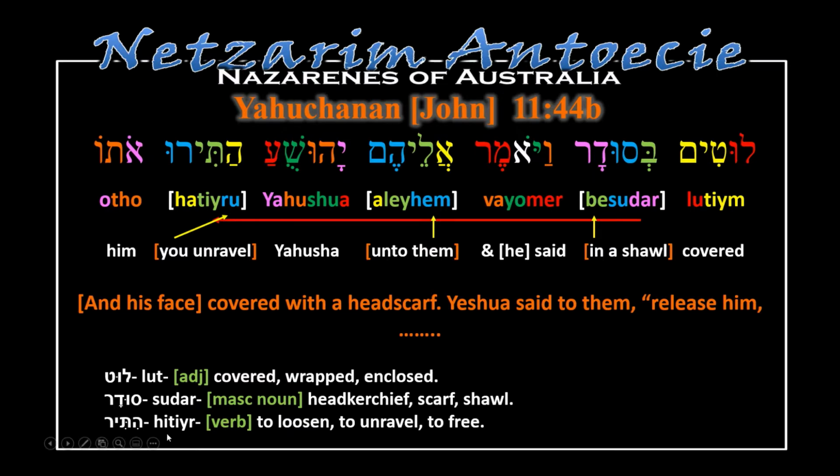So let's have a look. Hitir is the verb to loosen, to unravel, or to free. It's any of those words. So unravel I'd prefer because we know he's wrapped in a shawl. So unravel, and then oto, him, unravel him. And his face, from the previous verse, covered with a head scarf. Yeshua said to them, release him. And I prefer to use the word shawl because we know, like a talit, it was like a talit that covered the head, so it wrapped around his head.